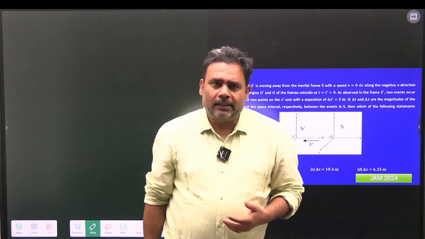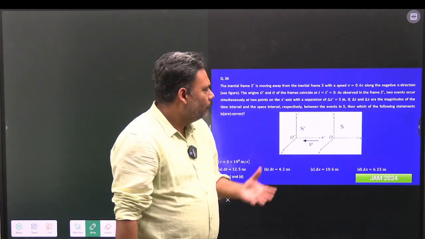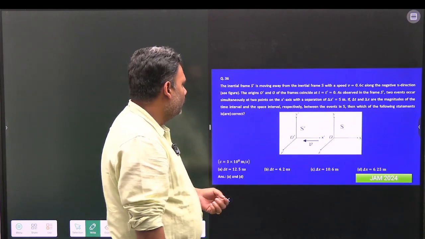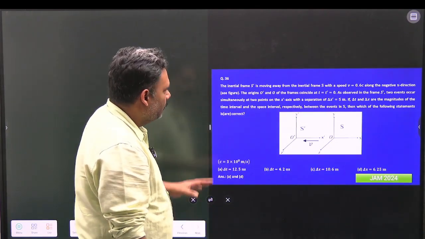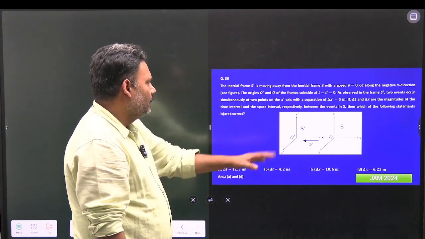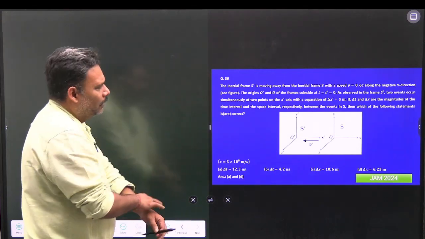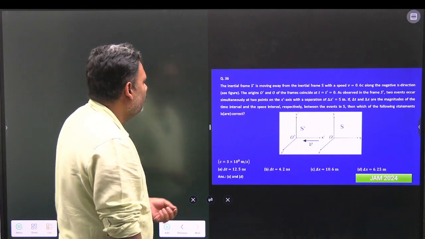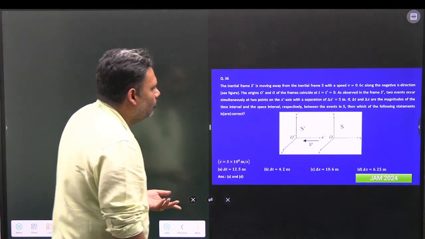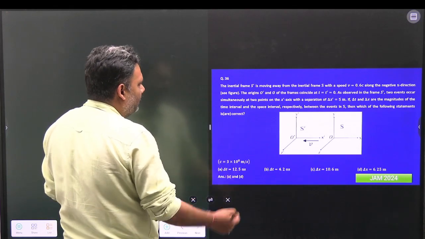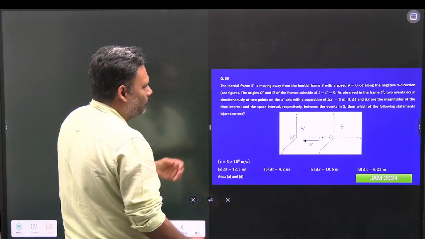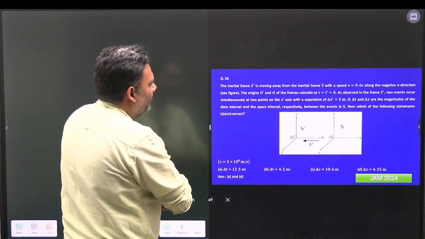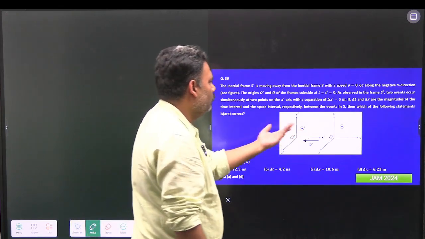Hello students, so let's try to solve one more problem from IIT JAM 2024, and this is from Special Theory of Relativity. Again, a very simple, straightforward question, just on the basis of formulas. There are two frames, S and S dash, and S dash is moving away with respect to S, so there is not any problem.